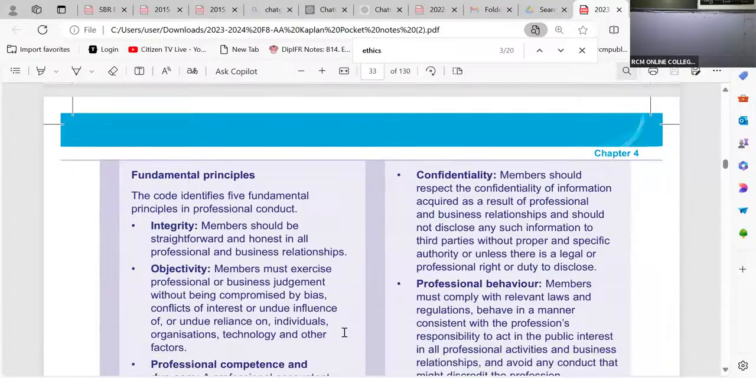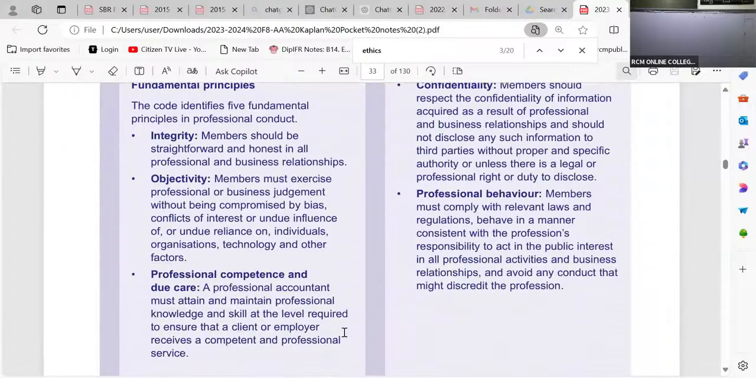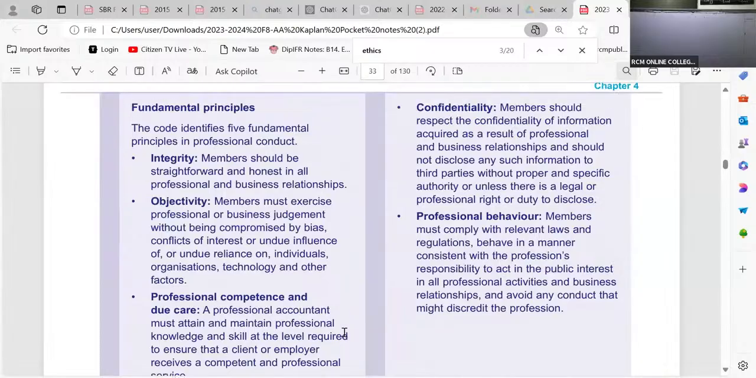Fundamental principles, I don't think I need to discuss this really, or I can just read at a high level. So the code identifies 5 fundamental principles in professional conduct, what we call the ethical standards, not threats, but ethical standards. Integrity: members should be straightforward and honest in all professional and business relationships. Objectivity: members must exercise professional or business judgment without being compromised by bias, conflicts of interest, or undue influence or undue reliance on individuals, organizations, technology, and other factors.